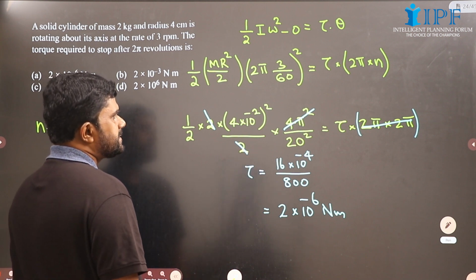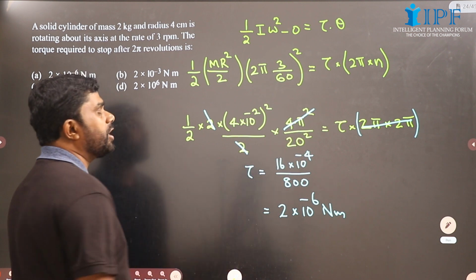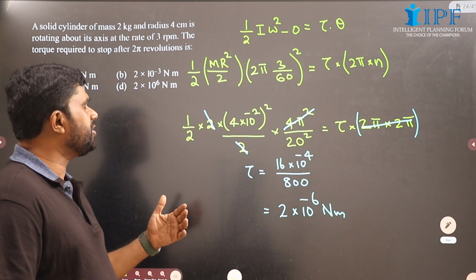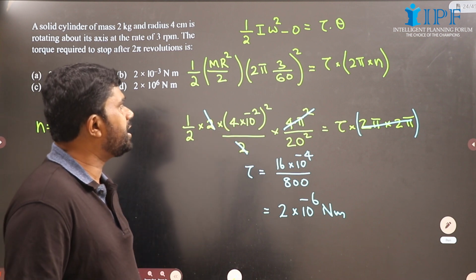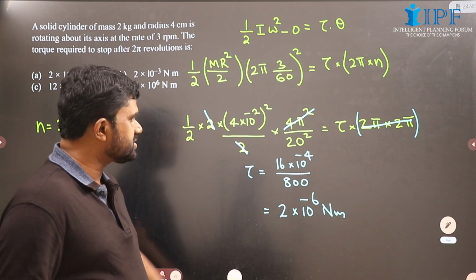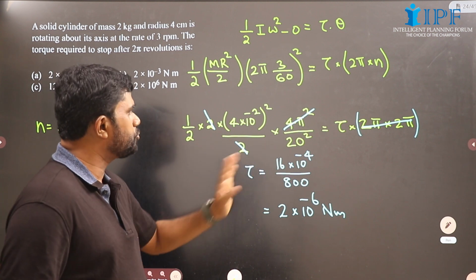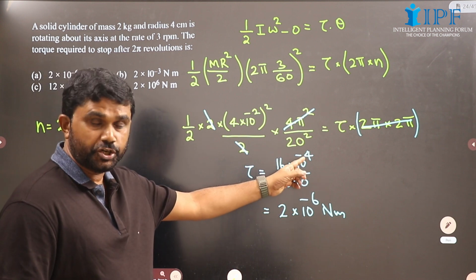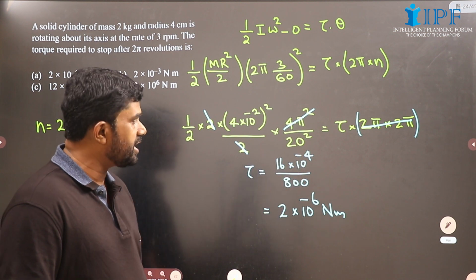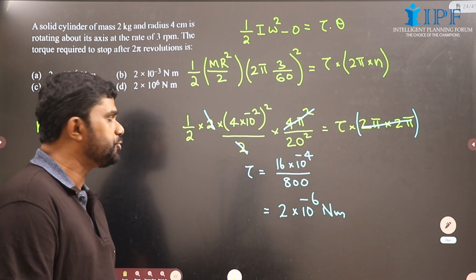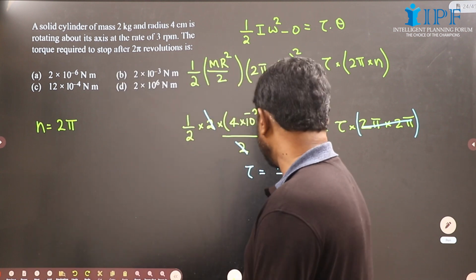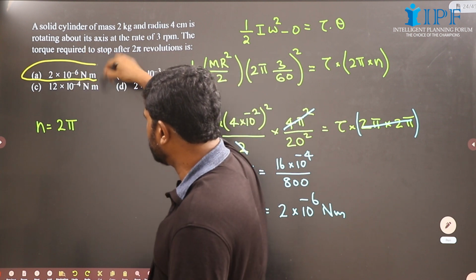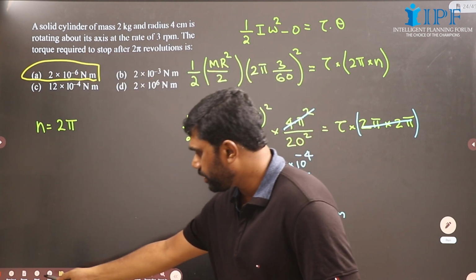Here we have 20 square, means it is 400. And in the numerator we have 16 into 10 raised to minus 4. Here 400 into 2, that is 800. Now when this 100 is taken to the numerator, it will be 10 raised to minus 2. So it is 10 raised to minus 6. Then 16 by 8, that will be 2. So 2 into 10 raised to minus 6 Newton meter. Now let's see what we have next.